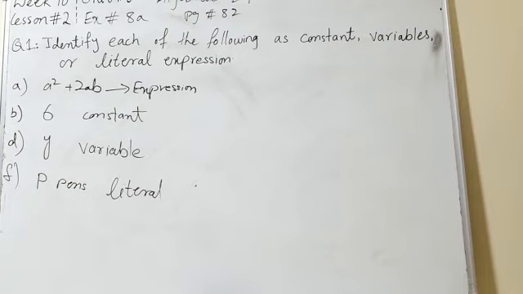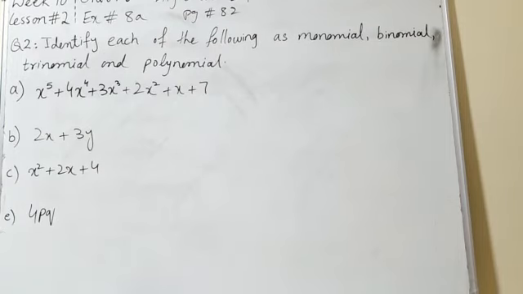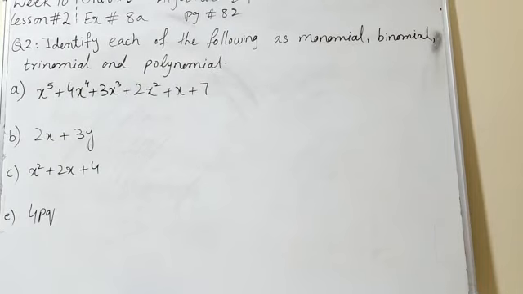Let's get to the question number 2, which is about identification of types of polynomial. In question number 2, we have to identify monomial, binomial, trinomial, or polynomial. So look at the first part, A, where you can see we have x raised to power 5, then 4x raised to power 4, 3x cubed plus 2x squared plus x plus 7, right? We have only 4 options. We have to identify monomial, which means only one term, binomial, which is 2 terms, trinomial 3, and polynomial means it will be more than 3, multi or many.